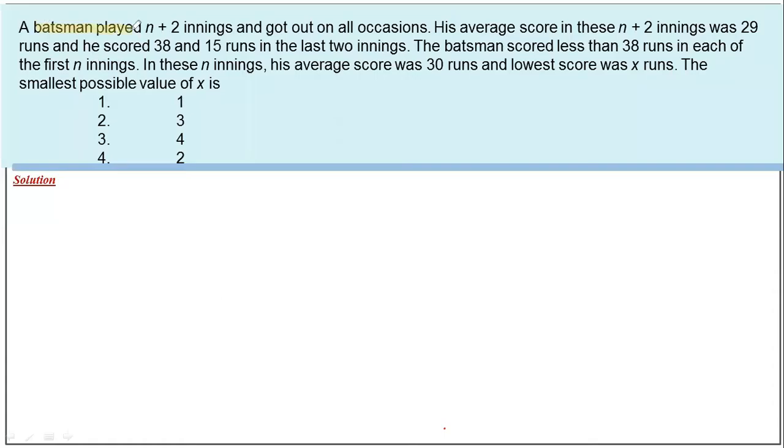A batsman played n plus 2 innings and got out on all occasions. His average score in these n plus 2 innings was 29 runs, and he scored 38 and 15 runs in the last two innings. The batsman scored less than 38 runs in each of the first n innings. In these n innings, his average score was 30 runs and the lowest score was x runs. The smallest possible value of x is which of the following?